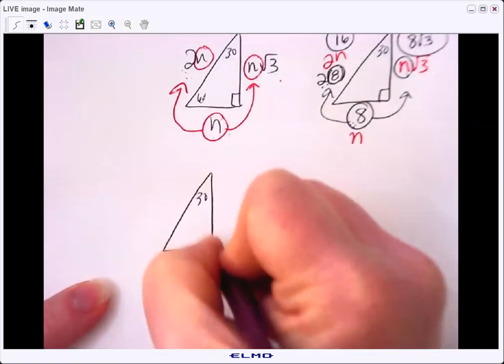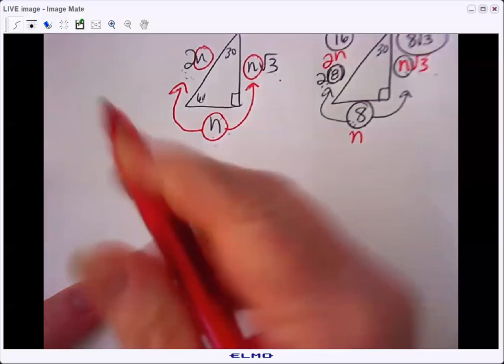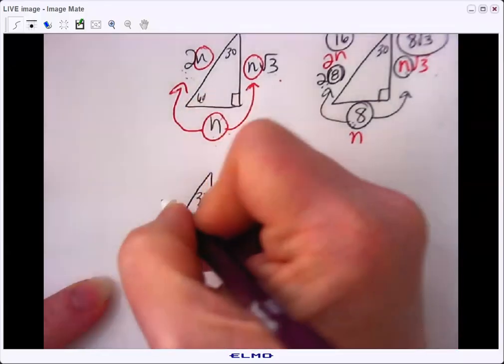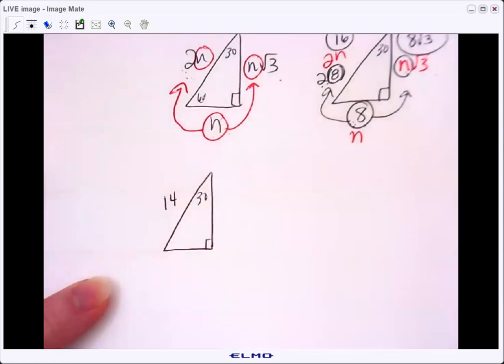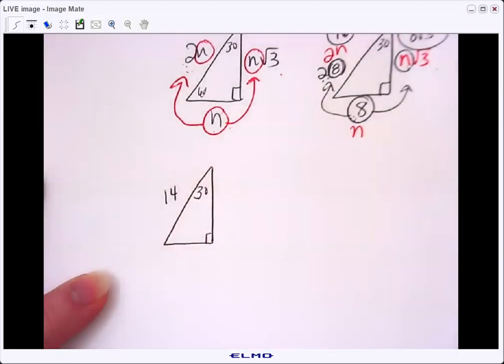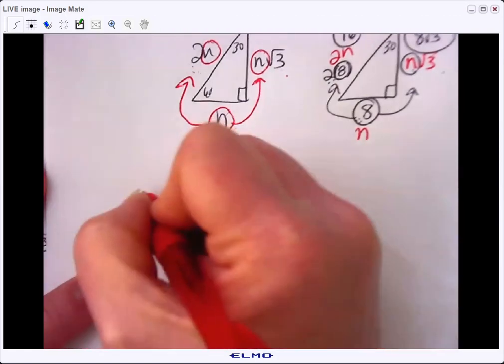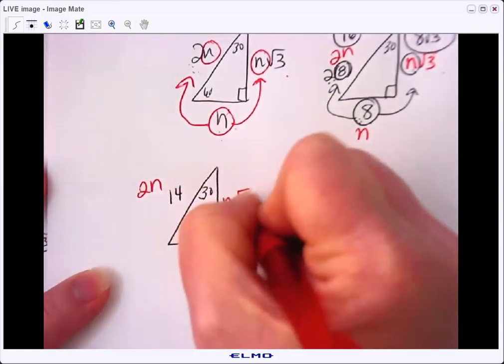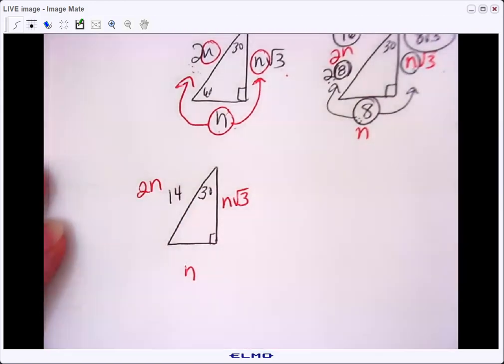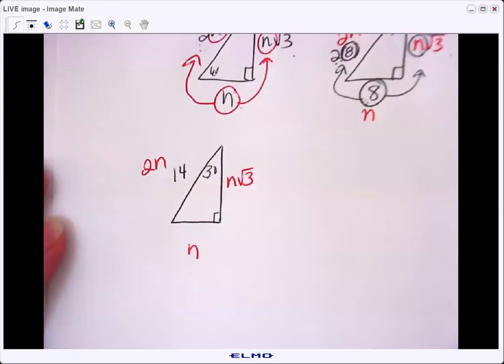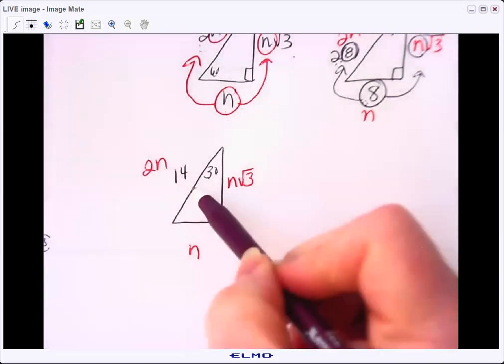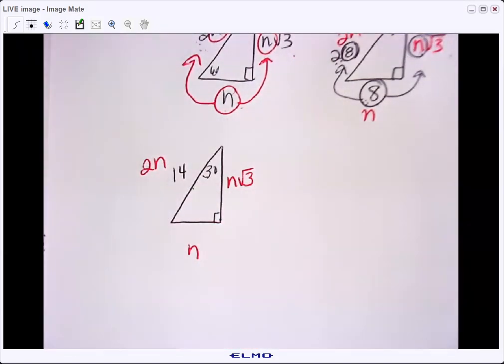Okay, so 30, 60, 90. Let's call this one 14. Okay, so this is n, 2n, and n root 3. Most of you, I think, can do the mental math. If I know that 2n equals 14, what was n? 7. Okay.